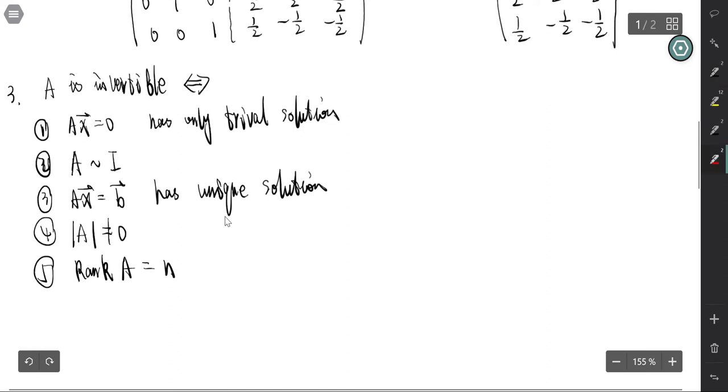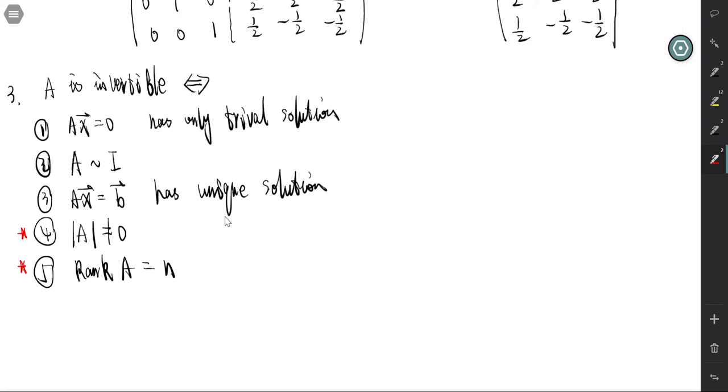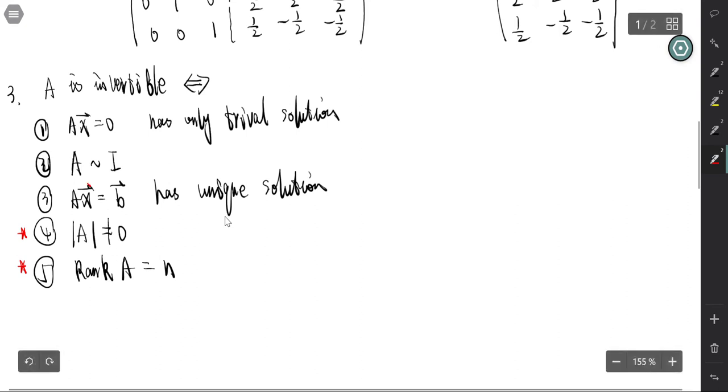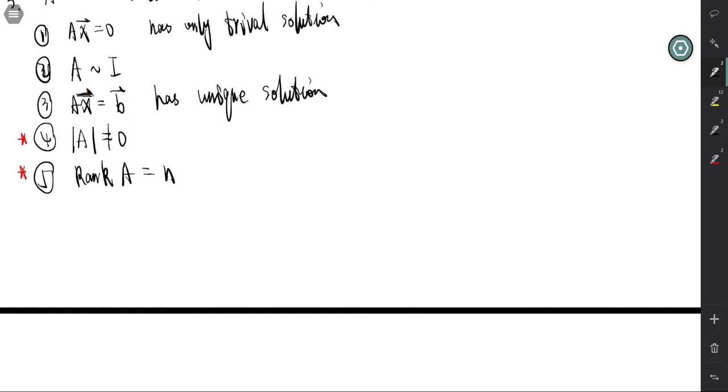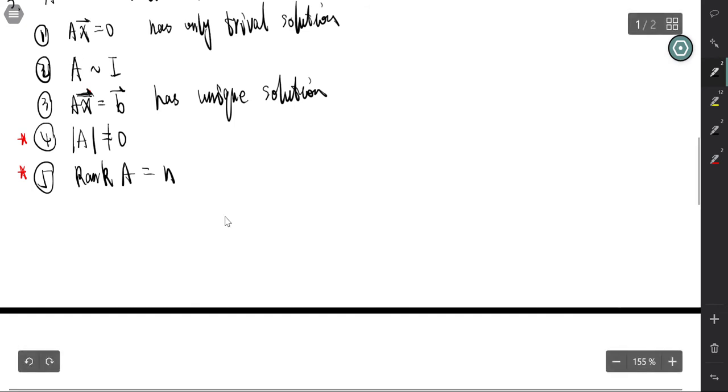And we always use this one and this one. These two criteria are commonly used. So if we want to determine whether our matrix is invertible or not, we use the rank or the determinant. The rank one is the most efficient way to determine whether our matrix is invertible or not.